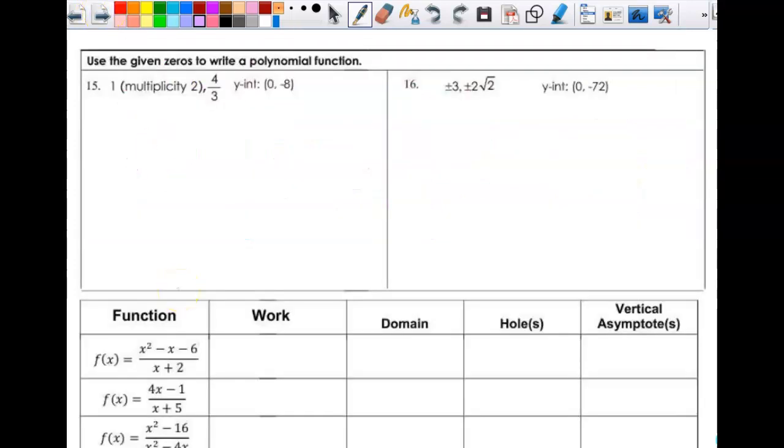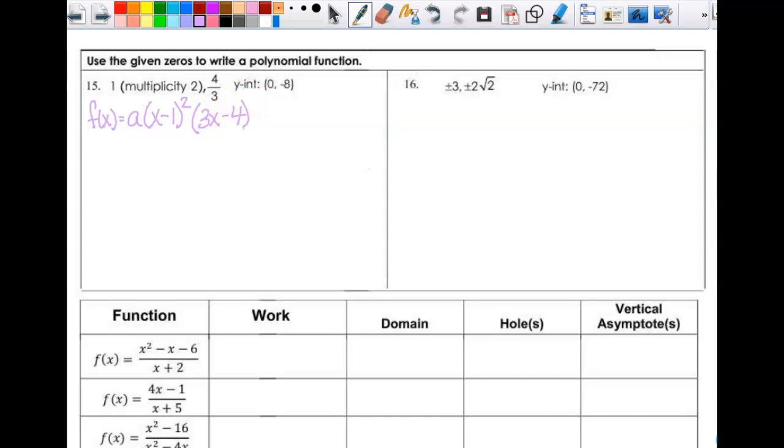All right, on the back. So now that we have been given zeros, we need to write a polynomial function. So f of x is going to equal the a value that we don't know yet. If I have a 0 that's 1, that means I have a factor that's x minus 1. This has a multiplicity of 2, so that's squared. Then if my 0 is 4/3, that means I get 3x minus 4.